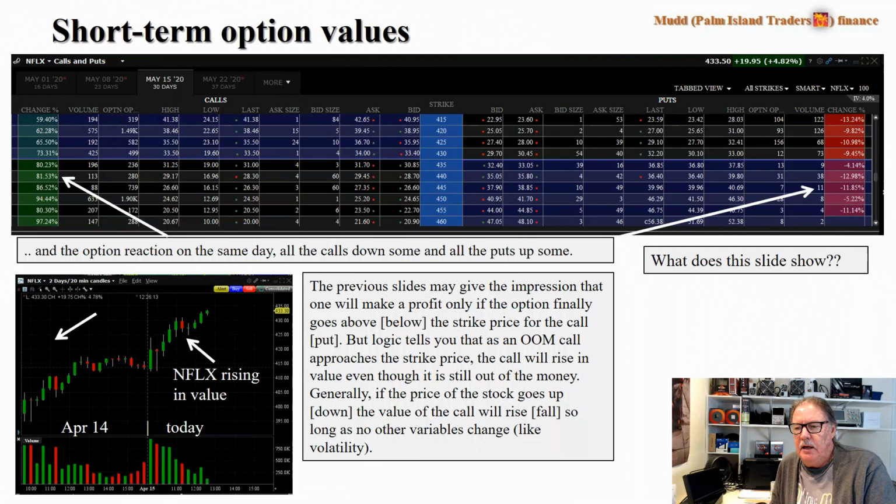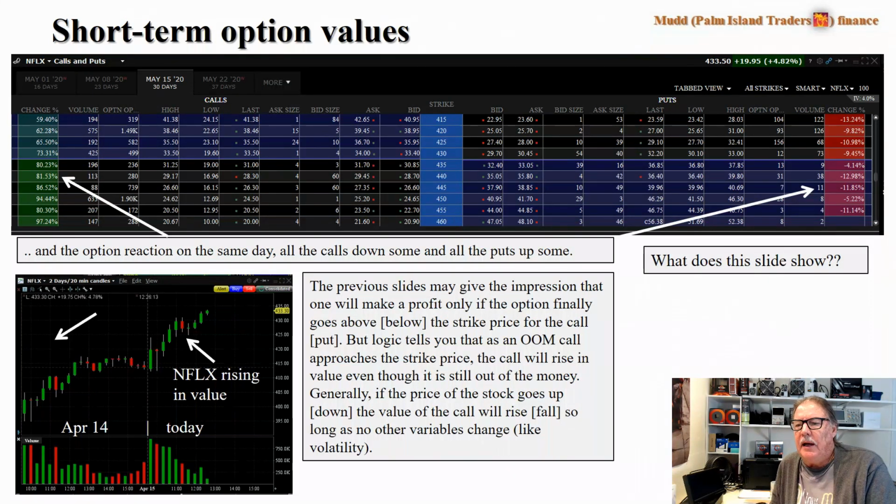So as I say here, the previous slides may give the impression that one will make a profit only if the option finally goes above the strike price for the call or below for the put. But logic tells you that as an out-of-the-money call approaches the strike price, the call will rise in value even though it's still out of the money. So generally, if the price of the stock goes up, the value of the call will rise, so long as no other variables change, like volatility.